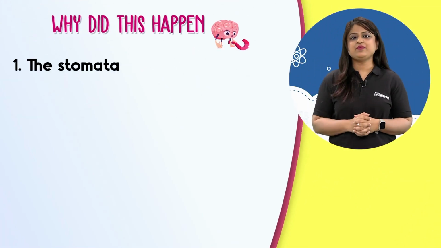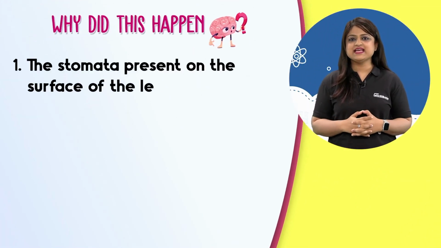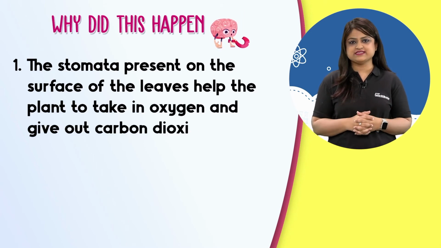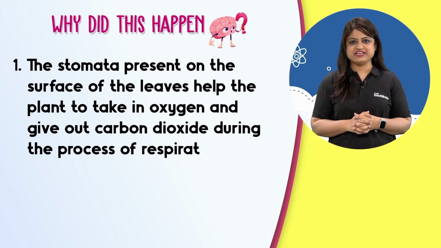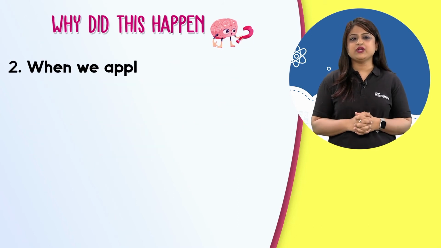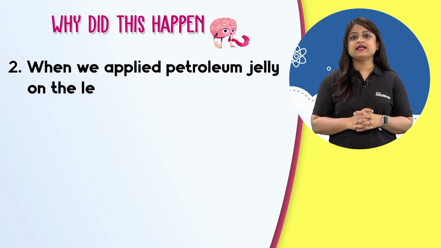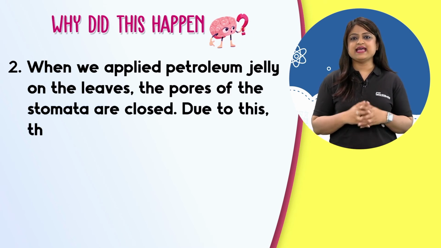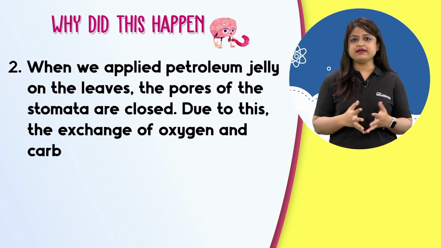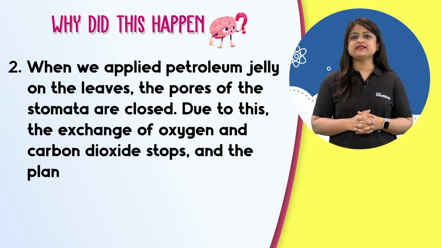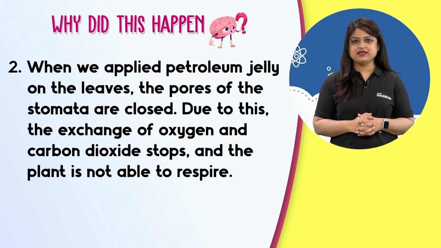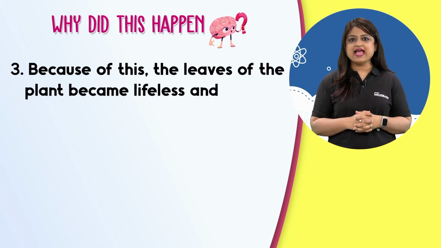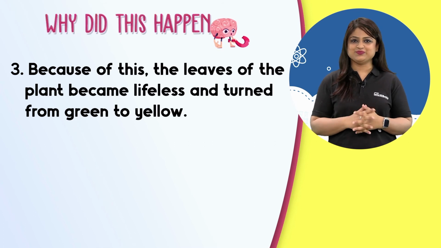The stomata present on the surface of the leaves help the plant to take in oxygen and give out carbon dioxide during the process of respiration. When we applied petroleum jelly on the leaves, the pores of the stomata are closed. Due to this, the exchange of oxygen and carbon dioxide stops and the plant is not able to respire. Because of this, the leaves of the plant became lifeless and turned from green to yellow.